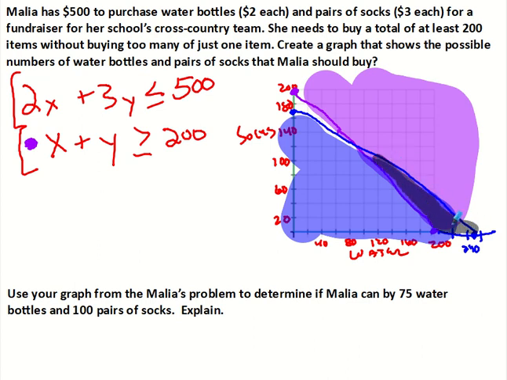All of these points are possible solutions. Then I can check to see, okay, can she buy 75 water bottles and 100 pairs of socks? Well, 75 water bottles, 100 pairs of socks is right about here. That is not part of the solution. That will not work. And we could have known that because 100 plus 75 is not at least 200 items.